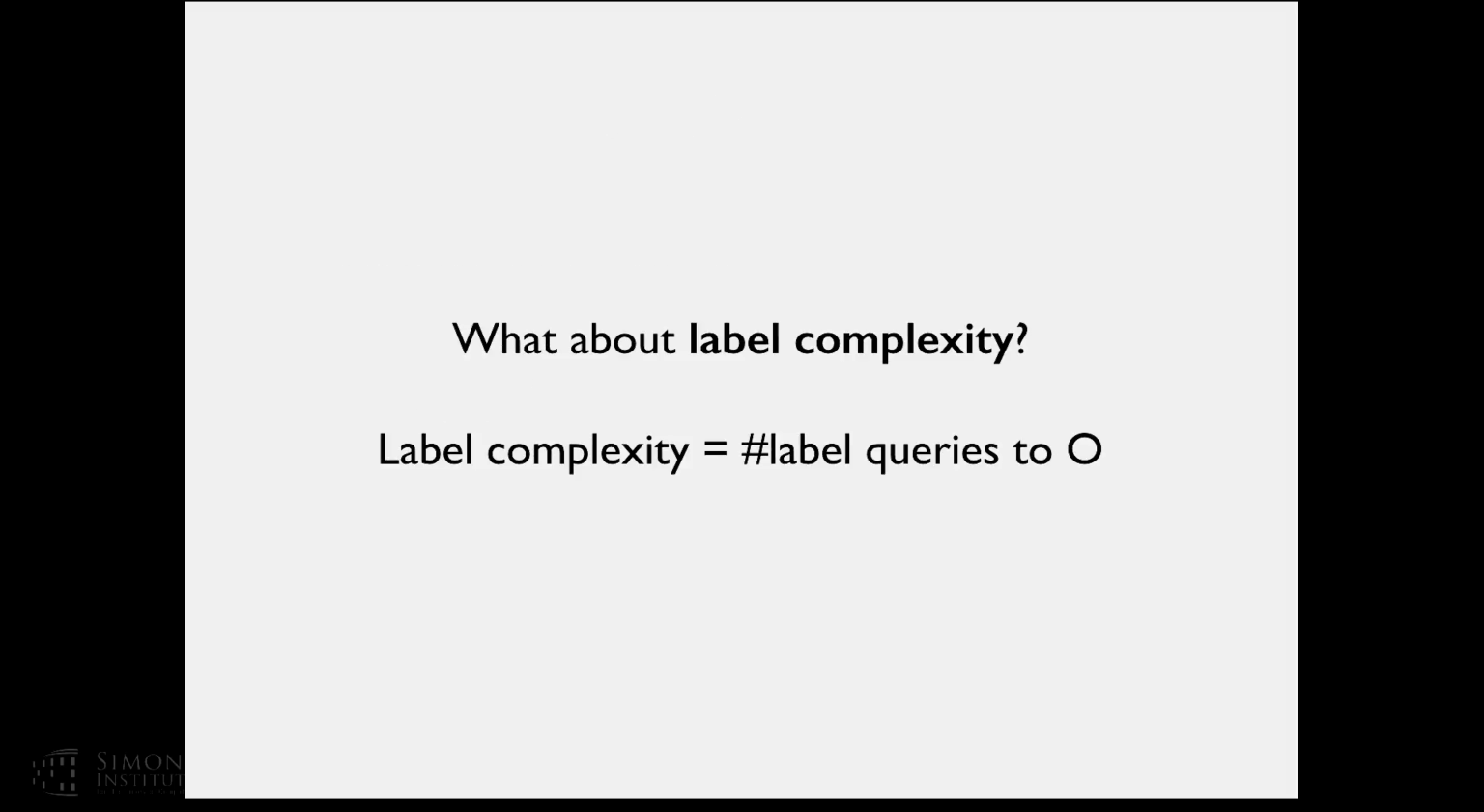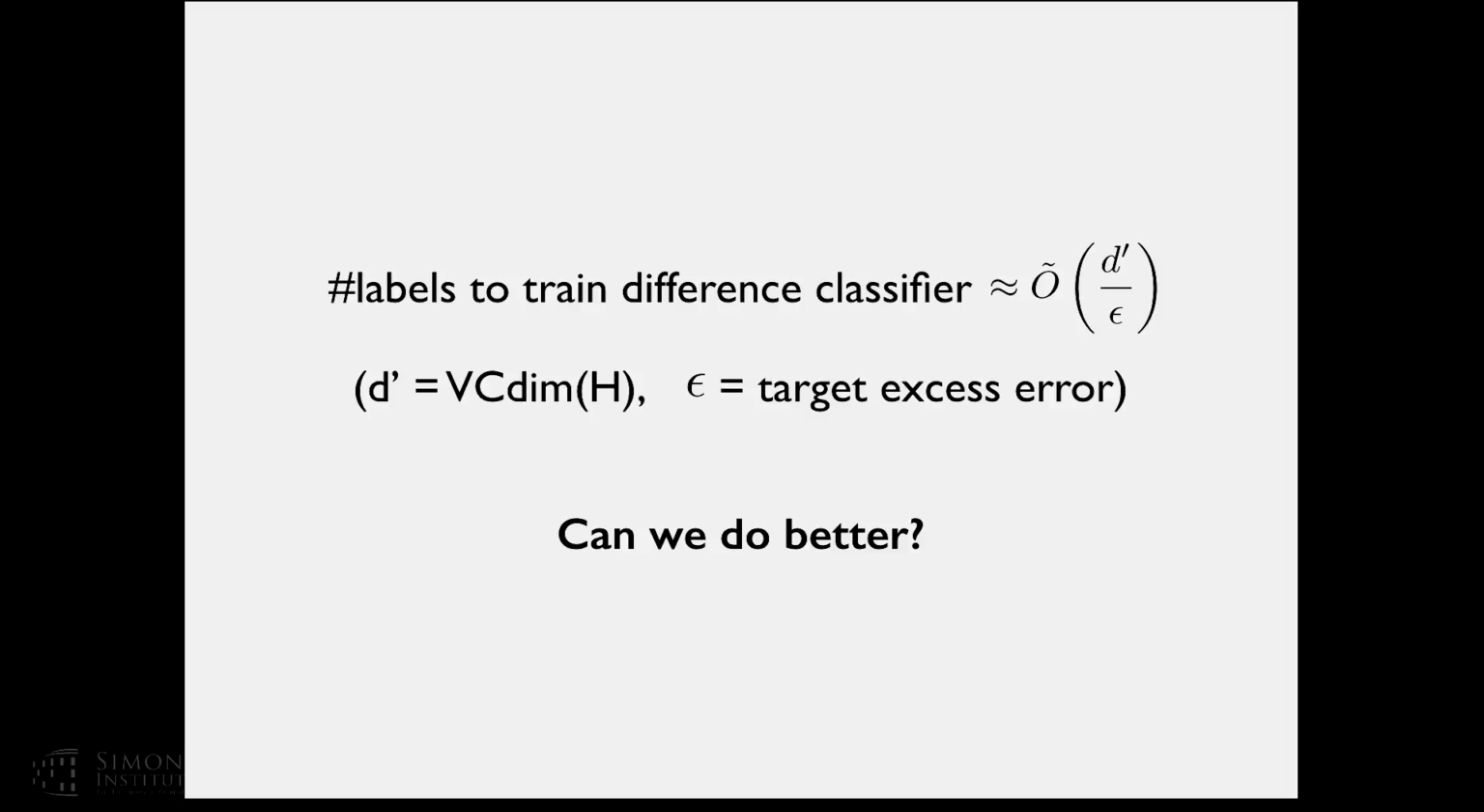Now the question is, we have this algorithm, but what about its label complexity? Here by label complexity, we'll just use the number of queries to O. We don't care about W very much. Let's see how many labels you need to train the difference classifier. As it happens, you need about d prime over epsilon labels, where d prime is the VC dimension of the difference class. And this is sometimes even bigger than the label requirement of active learning itself. So the question is, can we do something about this?